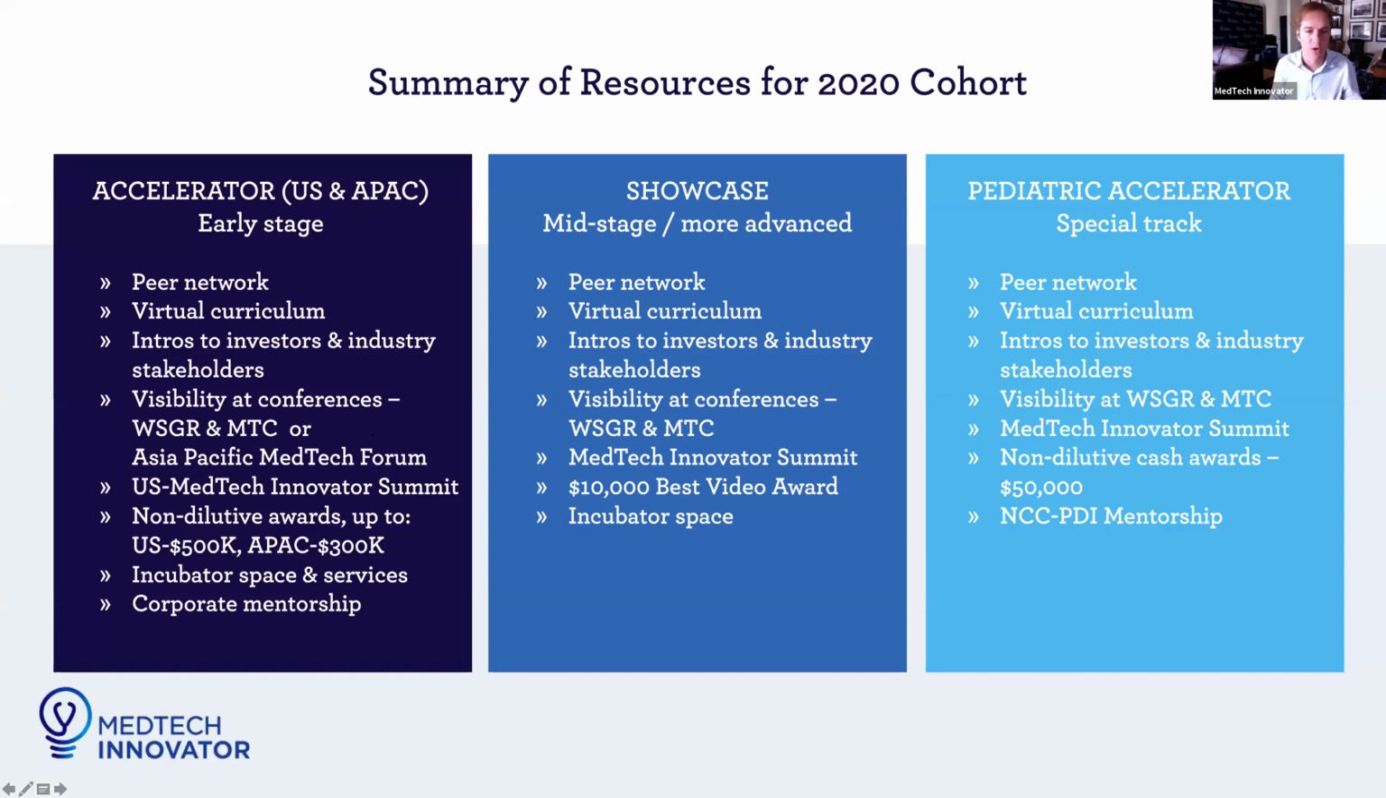There's 3 different components for our cohorts. This is extremely important because there are different cohorts. So I've put a slide here to just give you the basic highlights. As you'll see, most of the things are common across these 3 boxes. On the left-hand side, we have our accelerator program. As I said, that's for earlier stage startups. We have a US accelerator and an Asia Pacific accelerator, two totally separate programs that you have to apply for separately. We generally say, if you're interested in the US market, you should apply for our US program.